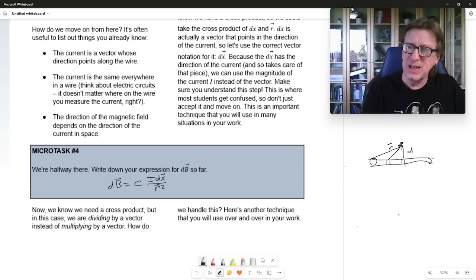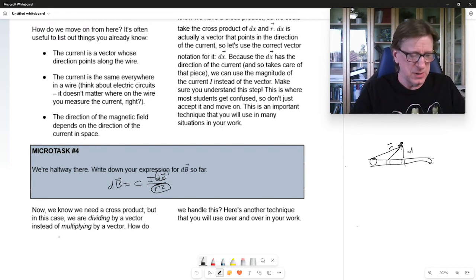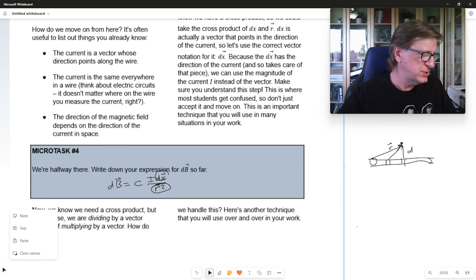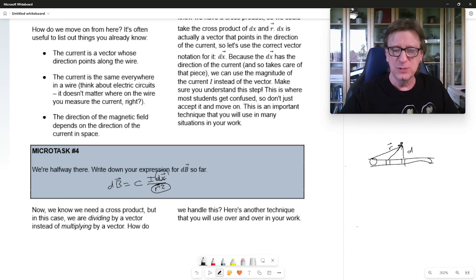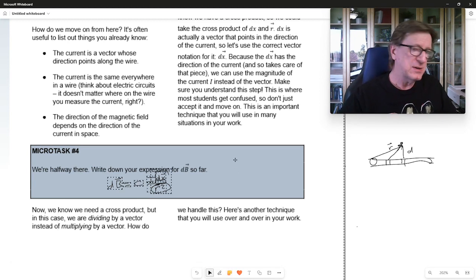So I might have a little bit of a problem, because I've got two vectors here. I've got a dx and I've got an r squared, both of which are vectors. So I know I need to do some sort of cross product, but I'm dividing. I'm not multiplying. So this might have been something you haven't seen before. Hopefully you have, but just in case, we should probably review that. All right, go ahead and look on the next page. And we're going to take a little diversion here to talk about how to divide vectors.